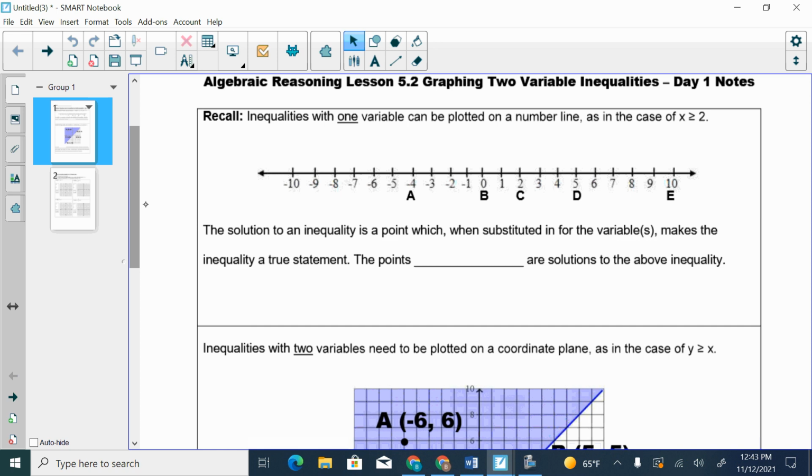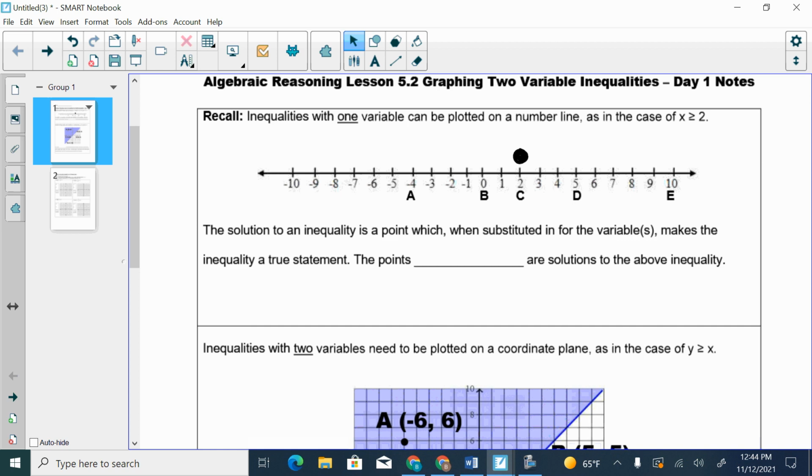Okay, so first thing they ask is to recall that inequalities with one variable can be plotted on a number line, like x is greater than or equal to 2. If you guys remember, when we were given something like this, we would go to the point where 2 was, and we would make a point, right? Then we had to decide if that point should be an open circle or filled in. Anybody remember how we decided that? Right. If it has that equal to sign with it, we know we want to include it, so we fill it in.